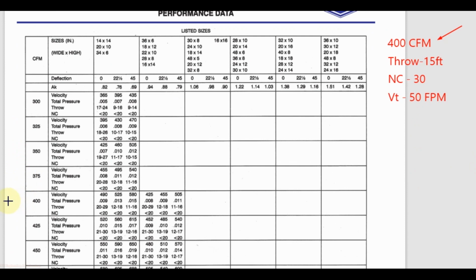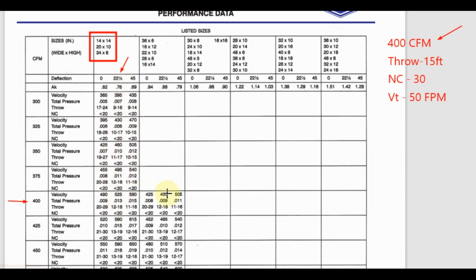Here we found this is 400 CFM. Then we'll see the neck velocity: 490, 525, 580. So we can select these two. Then we'll see the throw. First, 20 to 29, this is higher. The second is from 12 to 18, so we can select this one. Then we'll see the NC level, less than 20. So everything is okay for this one. So we can select this grill size 14 by 14 inch or 20 by 10 inch or 34 by 6 inch with a deflection of 22 and a half.